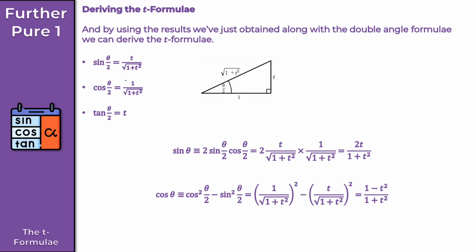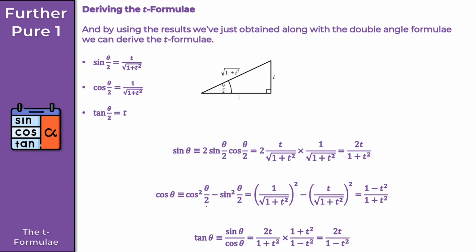So sine of theta over 2 is this here. It's t all over the square root of 1 plus t squared. So we need to square that as well. And again, once we simplify here, we obtain the following. So I get 1 minus t squared all over 1 plus t squared. Again, exactly as we require here.